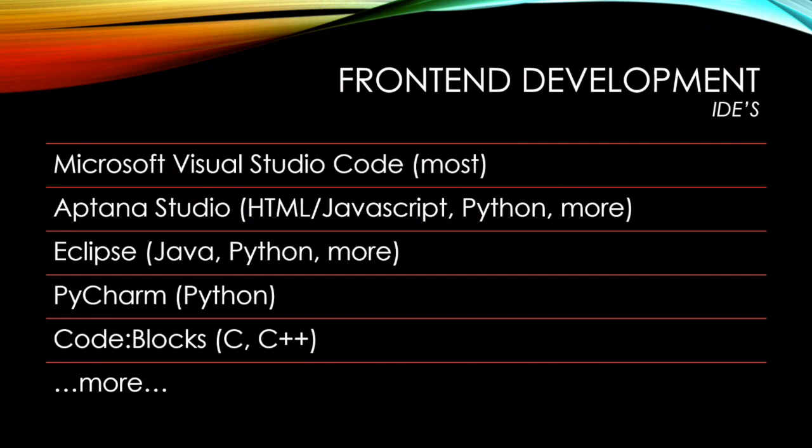As with back-end development, in front-end, we also have a number of IDEs. Again, Microsoft Visual Studio Code. And that handles pretty much all the languages you're going to come across. You have Aptana Studio, but it's for HTML, JavaScript, Python. It does have other ones as well. Eclipse is very good for desktop or thick clients that you need to develop on desktops, like for Java and Python. PyCharm, it's out there. It's a Python one. And then Code::Blocks for C and C++ if you want to program in those languages.